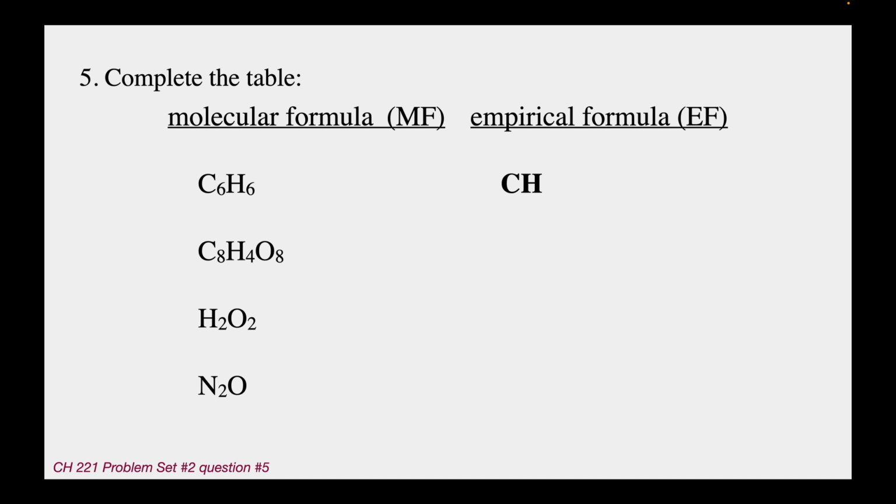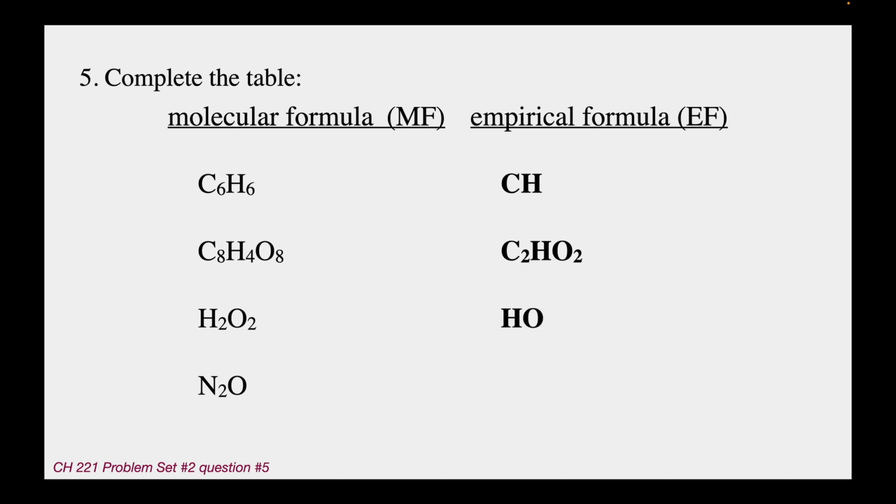The next one, C8H4O8, if you divide all of those by 4, you'll end up with whole numbers. So for example, 8 divided by 4 is 2, and 4 divided by 4 is 1. So the empirical formula here then would be C2HO2. If you divide all of those numbers by 4, those are the numbers that are left over. And again, you want whole numbers. That's going to be really important too. H2O2, if you divide both of those 2's by 2, you get the empirical formula of HO.